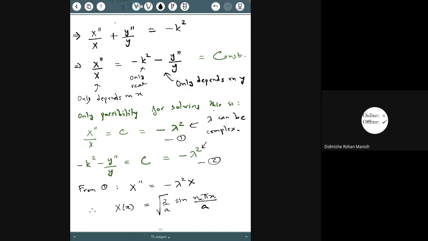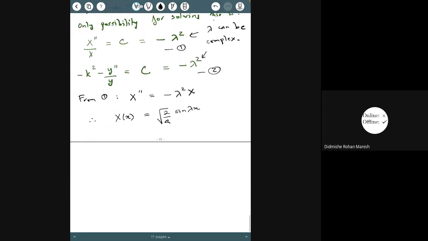Okay, and where this is basically lambda. Okay, let me just write one more step. Root of 2 by a sine lambda x, and that is equal to root of 2 by a sine n x pi x by a. Okay.